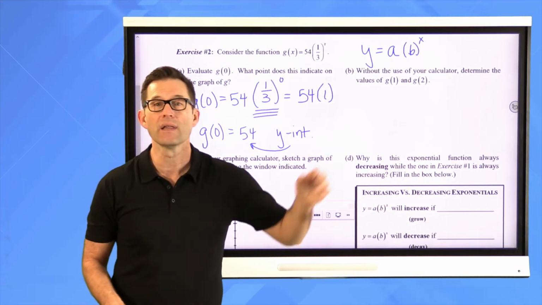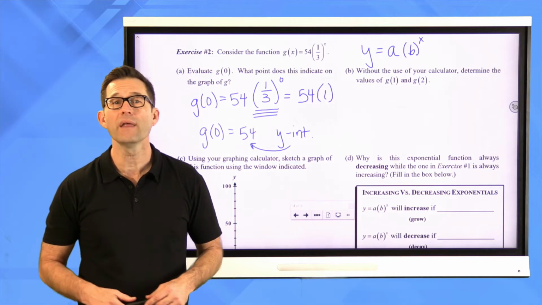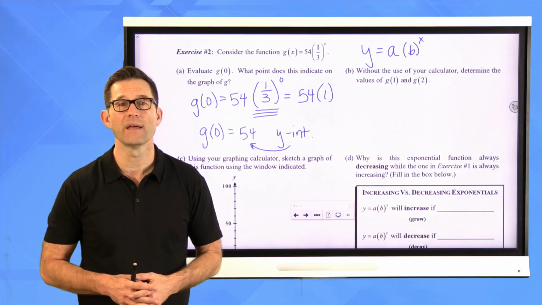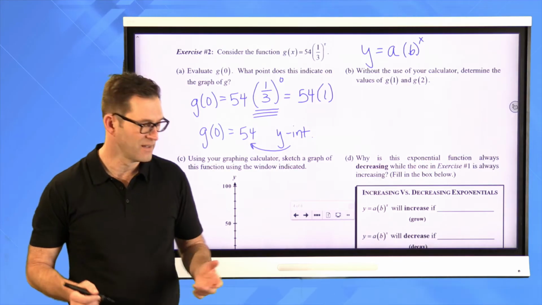All right, let's take a look at letter B. Without the use of your calculator, determine the values of g of 1 and g of 2. All right, go ahead and do that. See what g of 1 is and g of 2. All right, let's do it.